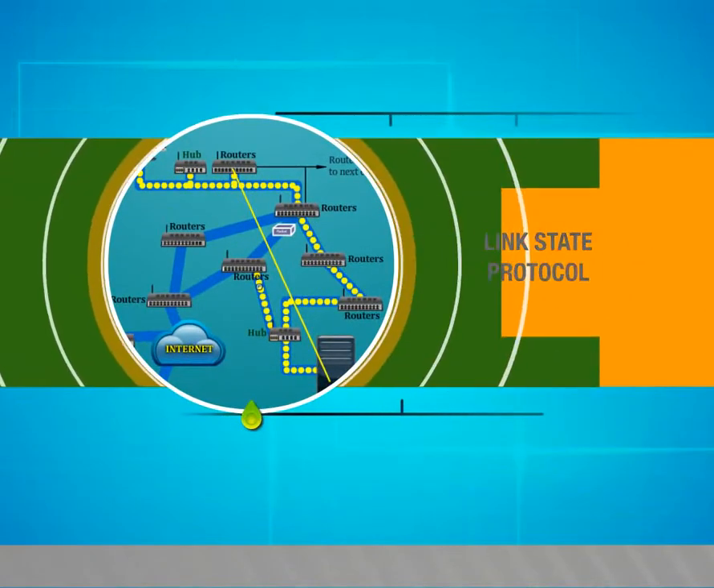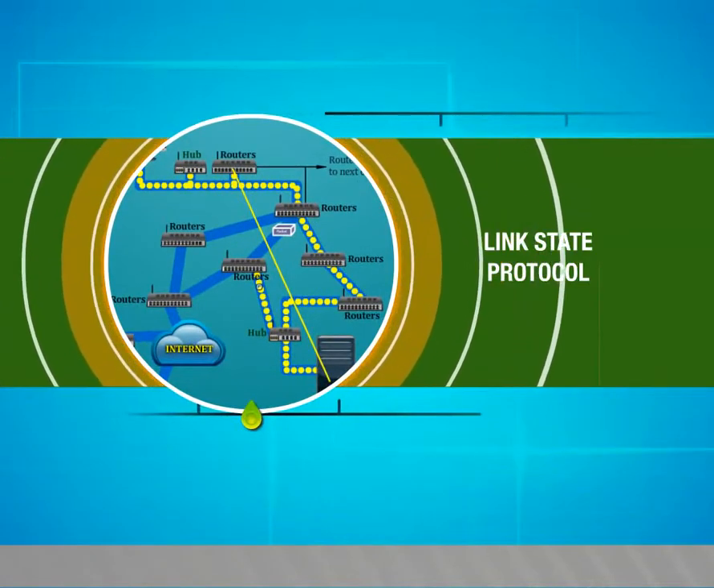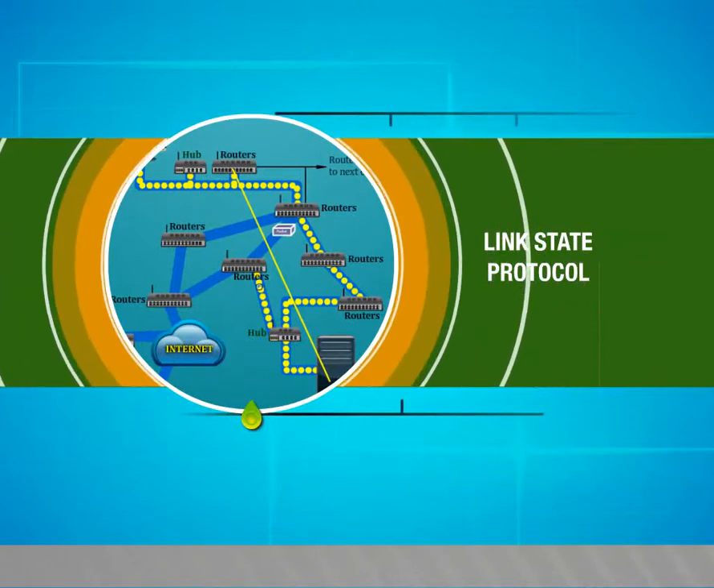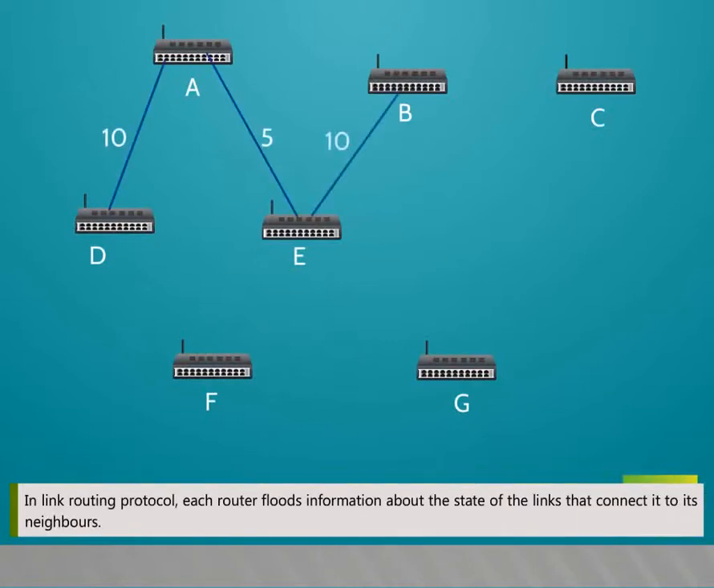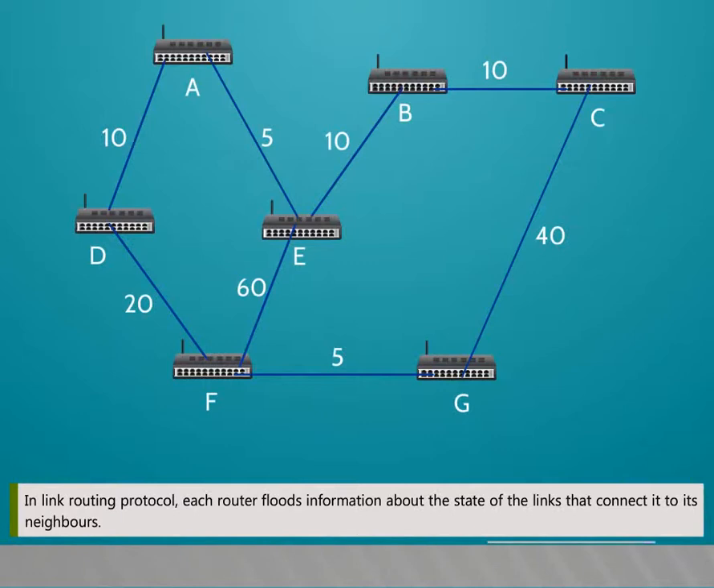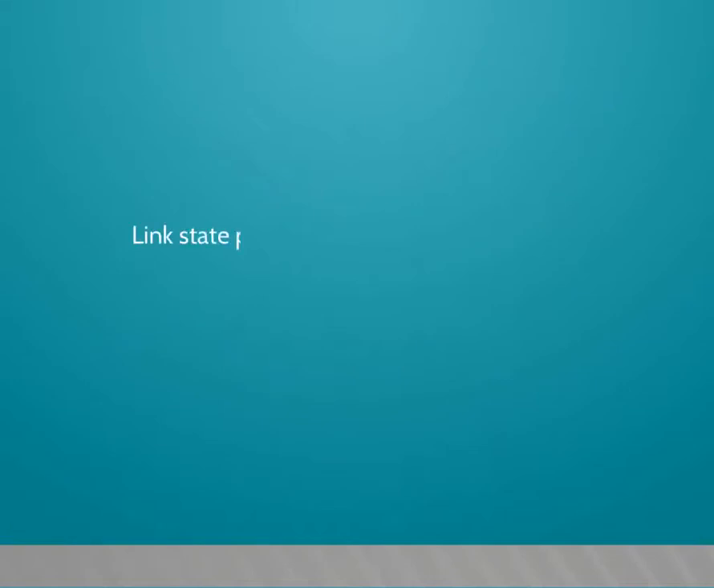Link State Protocol. In this video, we are going to see about Link State Protocol. Link state protocols of IP are classless protocols. In a link state routing protocol, each router floods information about the state of the links that connect it to its neighbors. Link state protocols use an arbitrary metric.